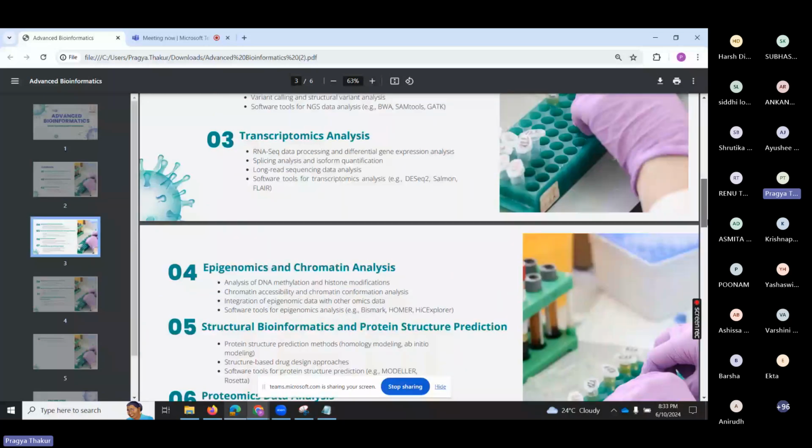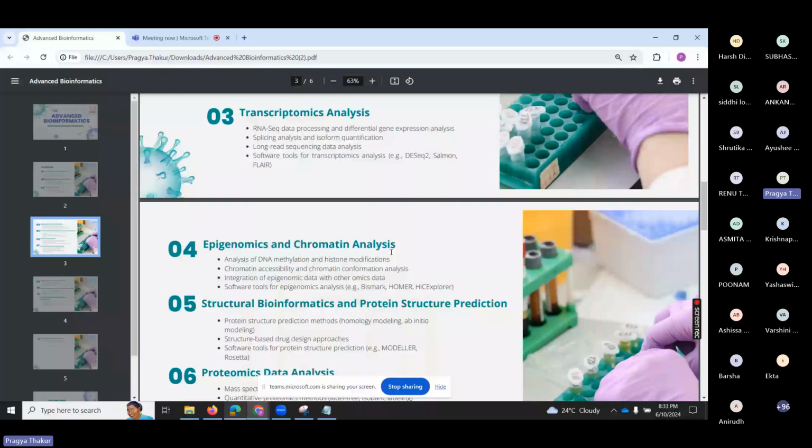Then we have epigenomics and chromatin analysis. We will understand the basic terminologies, then see these omics data, and then these softwares: Bismark, HOMER, and Hive Explorer. And then we will come to structural bioinformatics and protein structure prediction. There are many softwares coming in this field. What is structural bioinformatics? I gave a small brief introduction today also, on how the protein structure is predicted if there is an unknown protein sequence whose structure we have to predict.